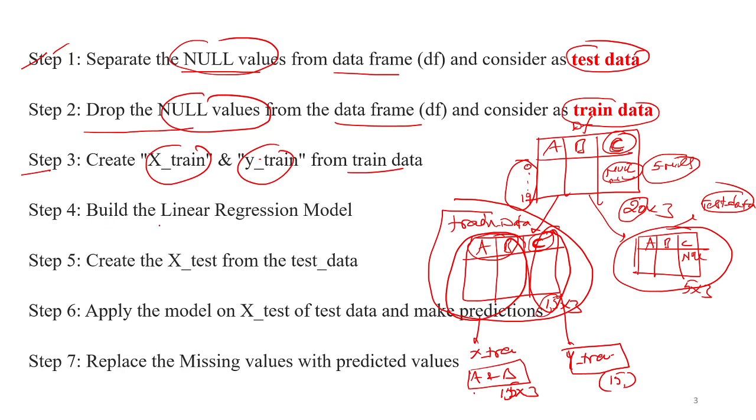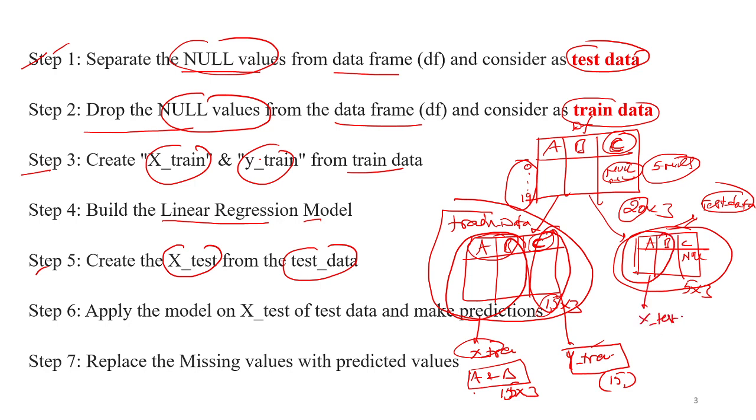And step 4, build the linear regression model. So build the linear regression model by using this X train and Y train. And we have step 5. What is the meaning of step 5? Create the X test from the test part. So from the test part, in this test part we have to create the X test. So this is the part belongs to X test.